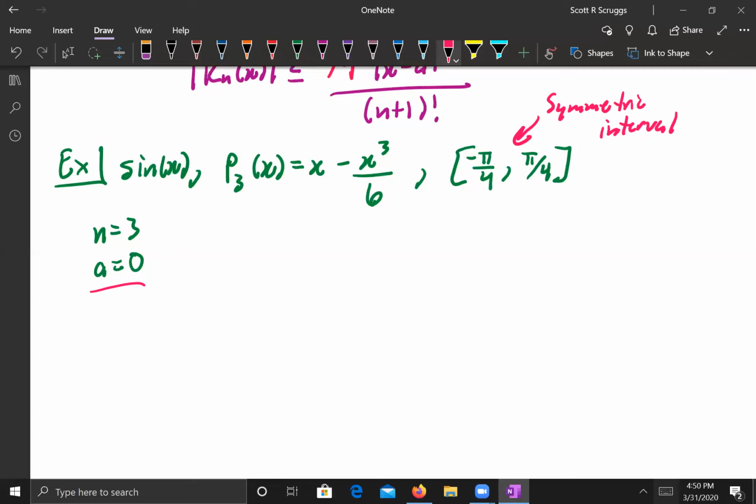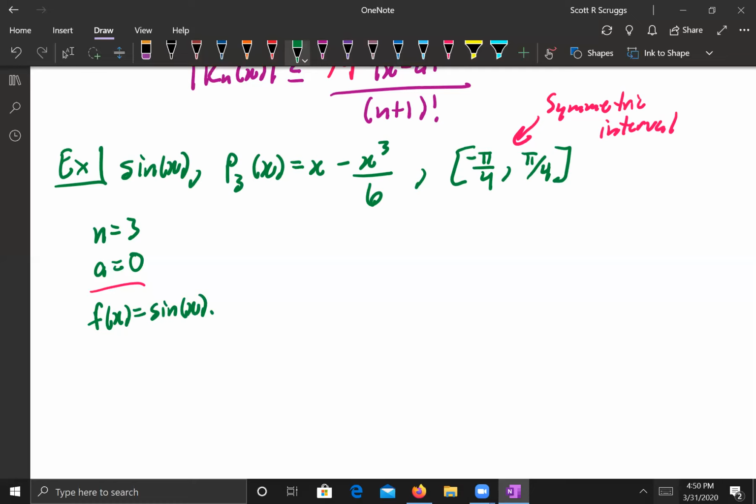So the main reason why I'm choosing my center for my approximation to be 0 is because I'm working in a symmetric interval, which I mean is my endpoints are the same, they only differ by a positive or negative sign. And then our f of x is sine.